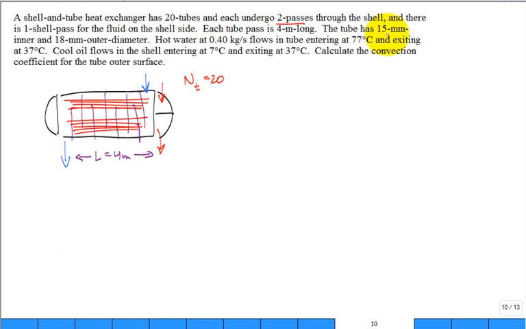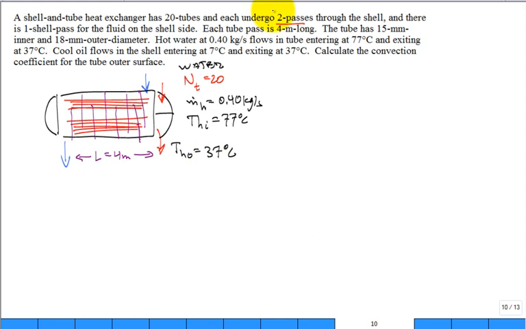The tube has a 15 millimeter inner and an 18 millimeter outer diameter, and hot water at 0.4 kilograms per second. So the mass flow rate of the hot fluid, which is water, is flowing at 0.40 kilograms per second in the tubes. Let me try and sketch this. Temperature hot in is 77 degrees C, and it exits, the temperature hot out is 37 degrees C.